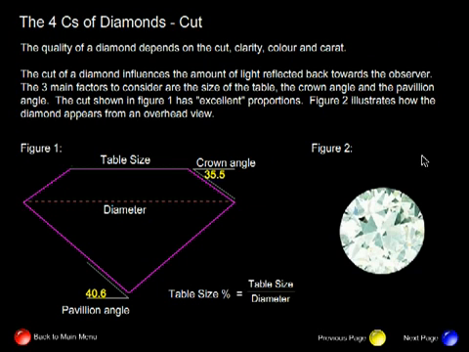Let's now try to understand the four C's of diamonds. To begin with, cut. The quality of a diamond depends on the cut, clarity, color, and carat. The cut of a diamond includes the amount of light reflected back towards the observer. Three main factors to consider: size of the table relative to the diameter, which is called the table size percentage, the crown angle, and the pavilion angle. Now the cut shown in figure 1 has excellent proportions. Figure 2 illustrates how a diamond would appear from an overhead perspective.